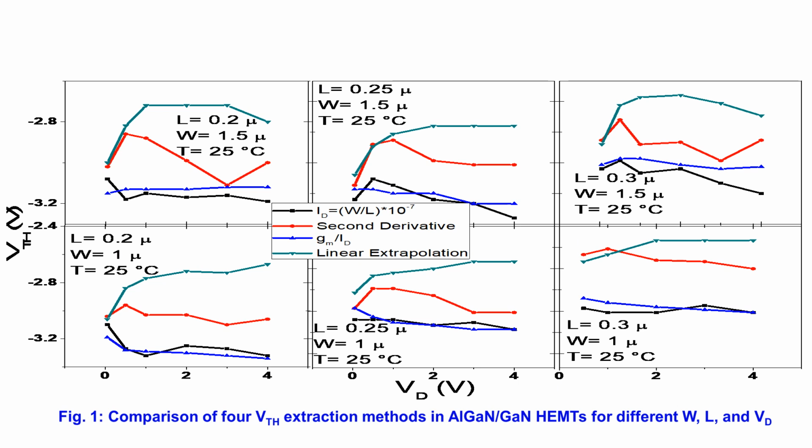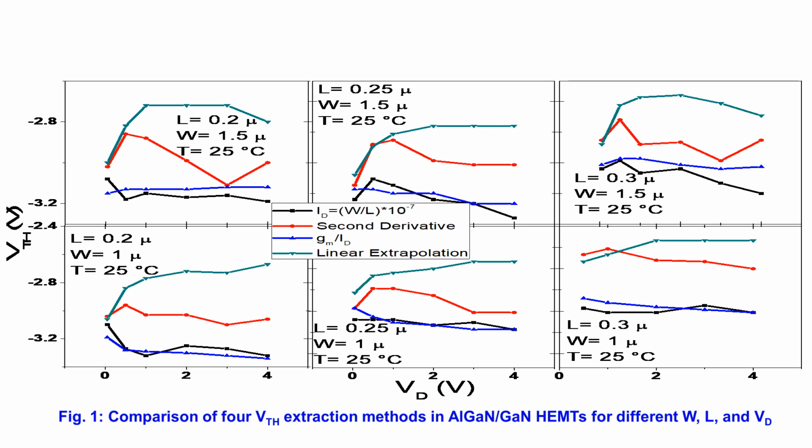Previous and recent studies report that the extracted threshold voltage in AlGaN/GaN HEMTs strongly depends on the extraction method employed. Here, 4 widely used VTH extraction methods are evaluated. The methods adopted are the current method, which calculates the VTH corresponding to the current using the expression drain current is equal to W/L times 10 to the power of minus 7, where W is the width and L is the length of the device channel.